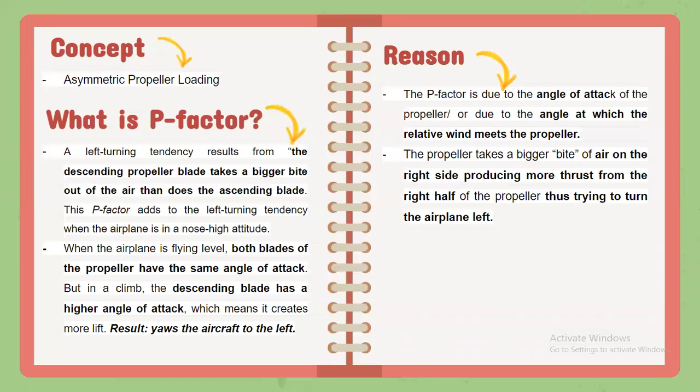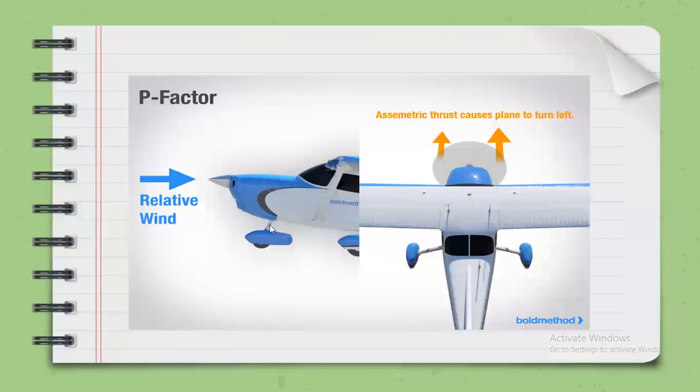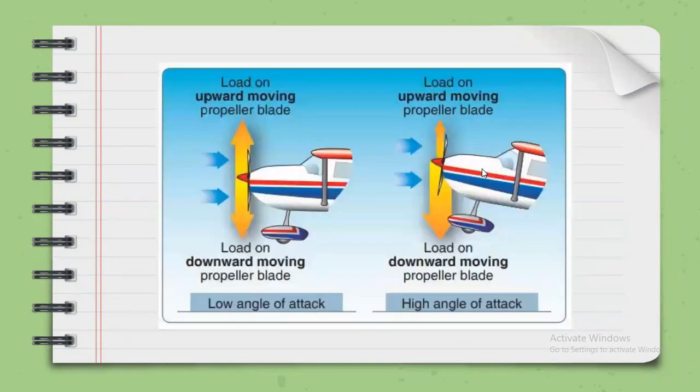So the propeller takes a bigger bite of air on the right side, producing more thrust from the right half of the propeller, thus trying to turn the airplane to the left. So in this picture, we can see that the angle of the relative wind meets the propeller. And from that, there's a creation of thrust here, more thrust on the right side.